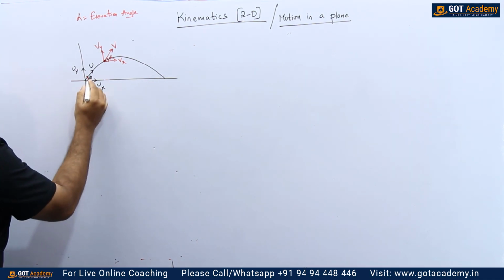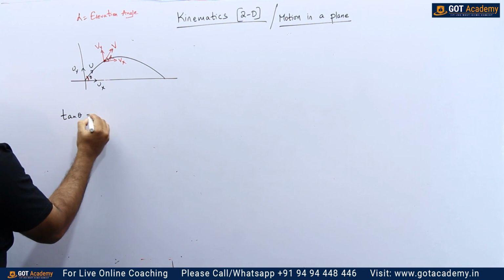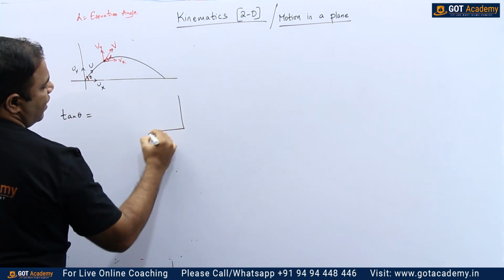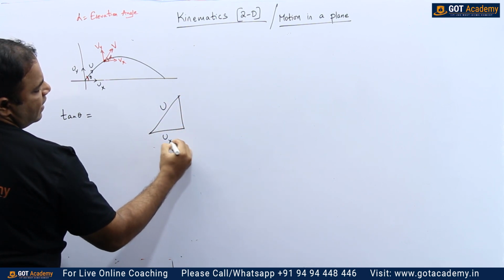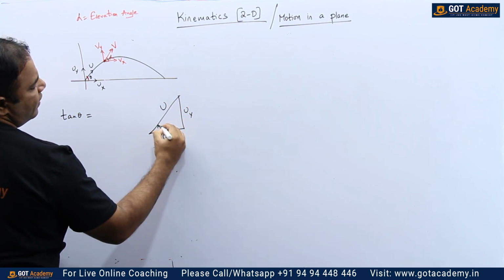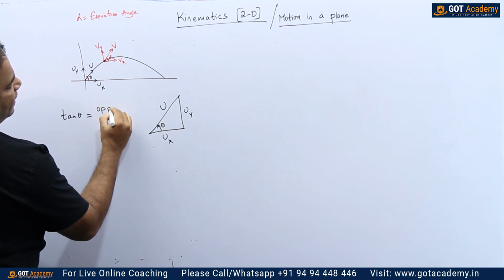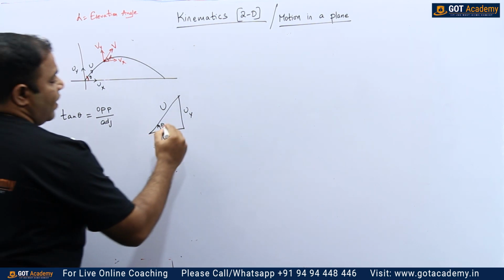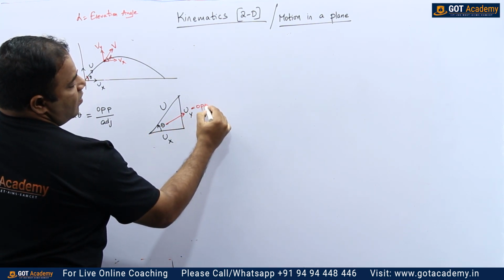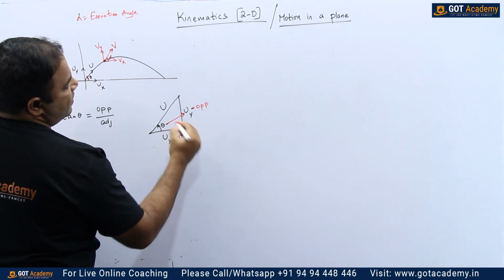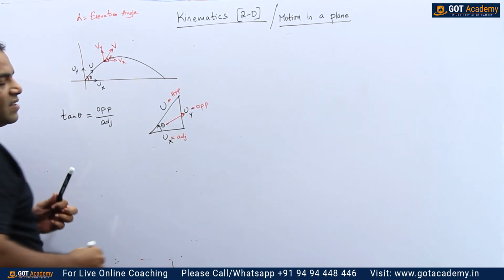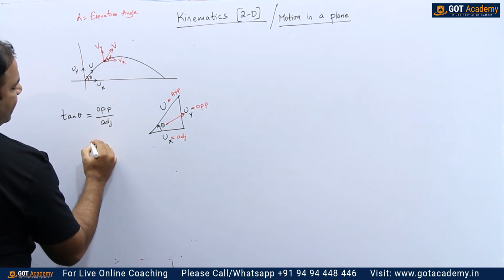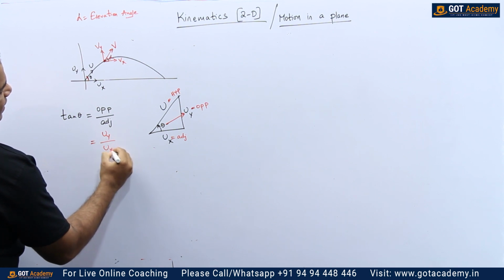Now, children, here I could find out tan theta. So what is tan theta? Initially I have drawn the graph for you. If this is u, this is the x component, this is the y component, and this is theta. Tan theta means opposite by adjacent. The one that is opposite to theta is called the opposite side, and the remaining one is the adjacent side. This bigger one is the hypotenuse. This is the way you have studied in maths, right? Here the opposite one is the y component and adjacent is the x component.